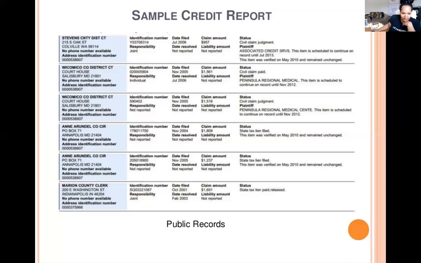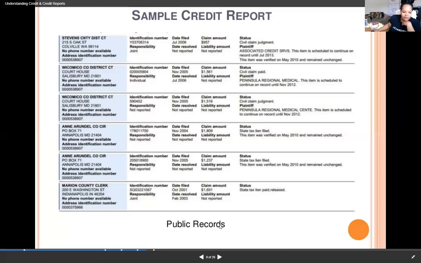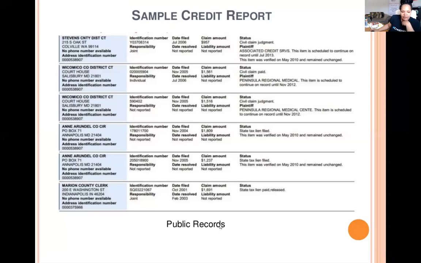Now, public records include information like bankruptcies, judgments, tax liens, state and county court records, and in some states, even overdue child support. Depending on the type of account, a public record can remain on your credit report for 7 to 10 years. Overly severe financial blunders appear in this section.